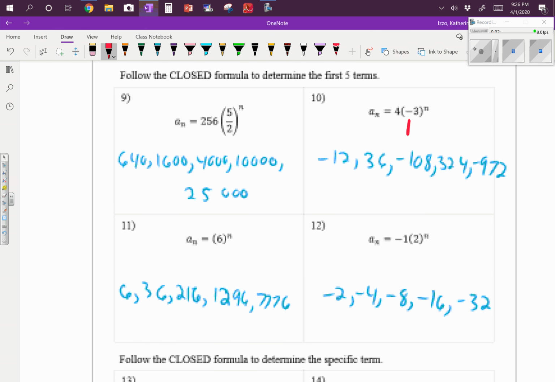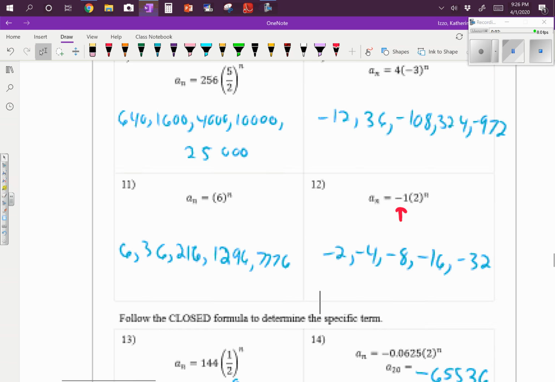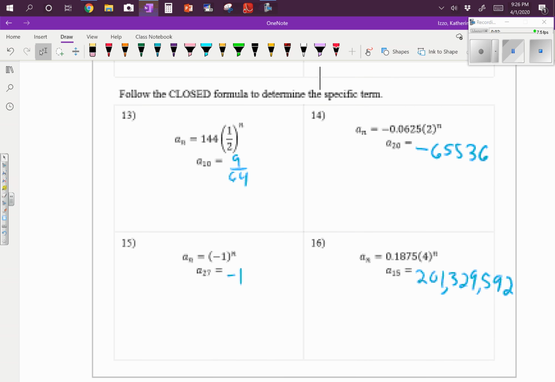Notice for this one, the negative is inside, so we're alternating between positive and negative. Here, the negative is outside, so it's always going to be negative. Negative on the inside means the exponent can change, and it changes with the exponent. Negative on the outside means the exponent, no matter what the exponent is, can't change the fact that it's a negative. And then we started plugging in the random numbers that it gave you, and this is what you should have gotten for those answers.